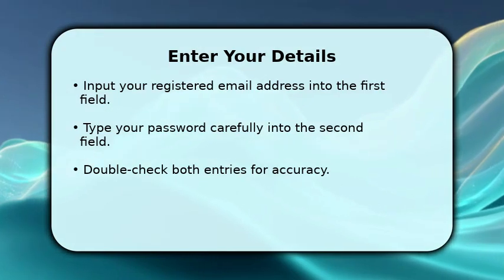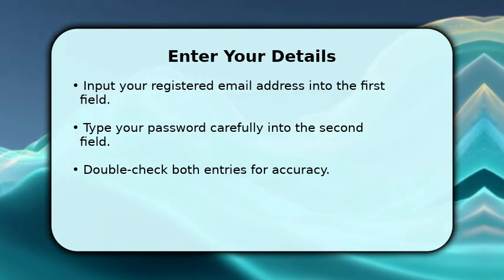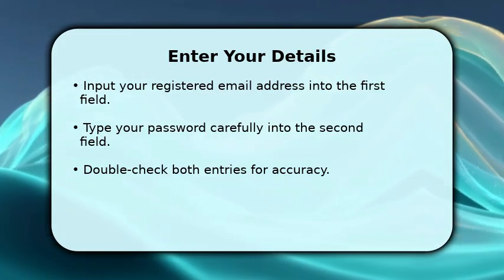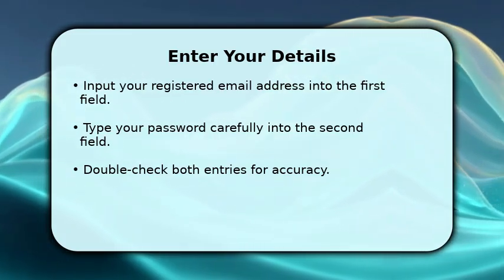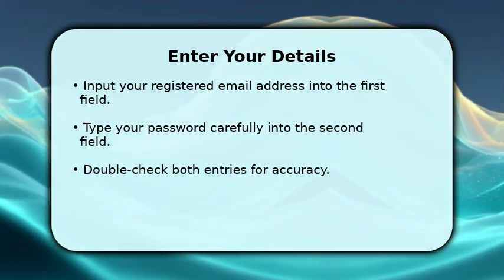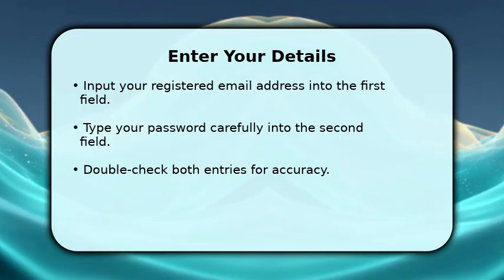Once you've found the login screen, you'll see two main fields. In the first field, accurately enter the email address you used when you created your Freshcut account. Then, move to the second field and type in your password. It's a good idea to double-check both your email and password for any typos before proceeding. This ensures a smooth login.